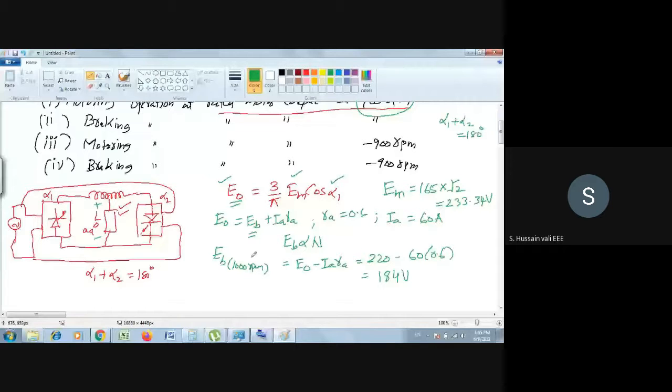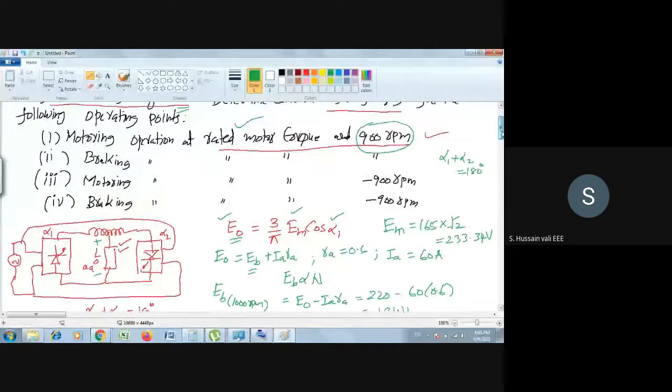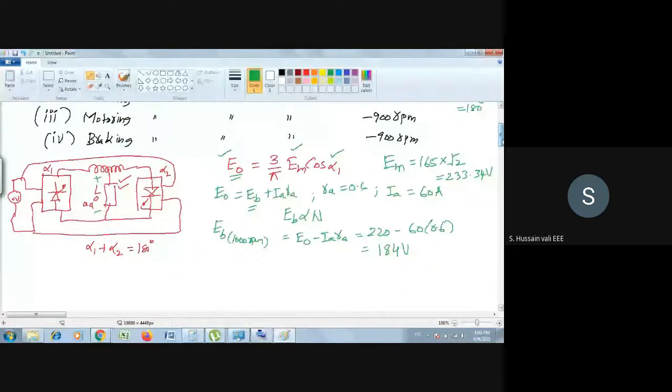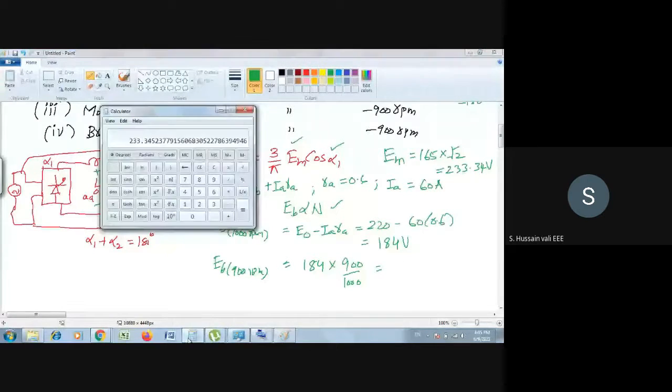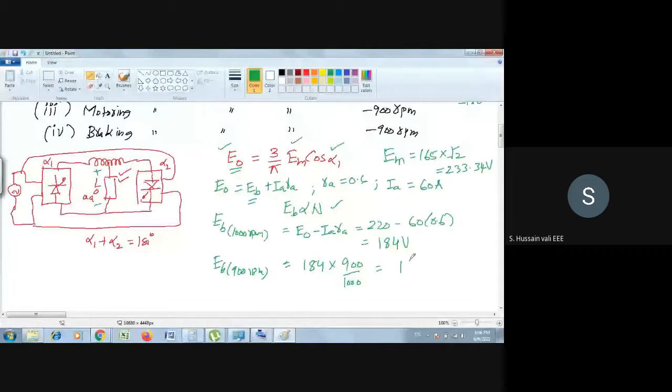And then what do we have to find here? He's asking you to find the back EMF at 900 RPM. How do we find that? EB at 900 RPM. A simple relationship: EB is proportional to N. So 184 into 900 by 1000 RPM. How much do you get here? 165.6. So we got EB as 165.6.